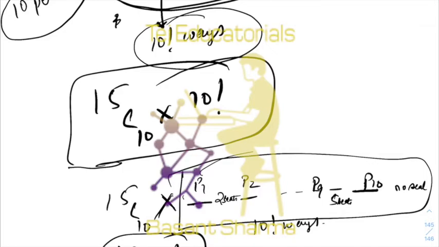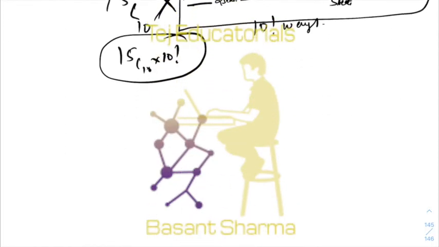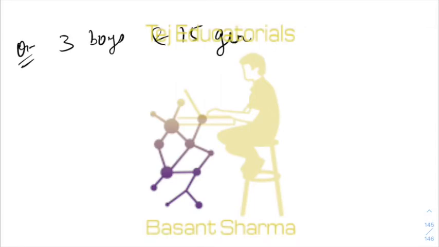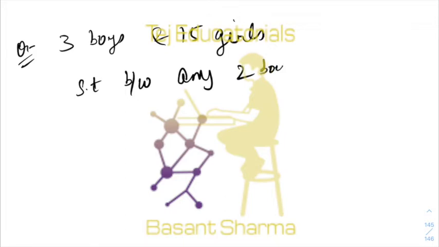Now a similar question, let's do one more question so that this concept is clear. Let's say you have 3 boys and 15 girls. In how many ways can 3 boys and 15 girls sit together in a row such that between any 2 boys at least 2 girls sit?